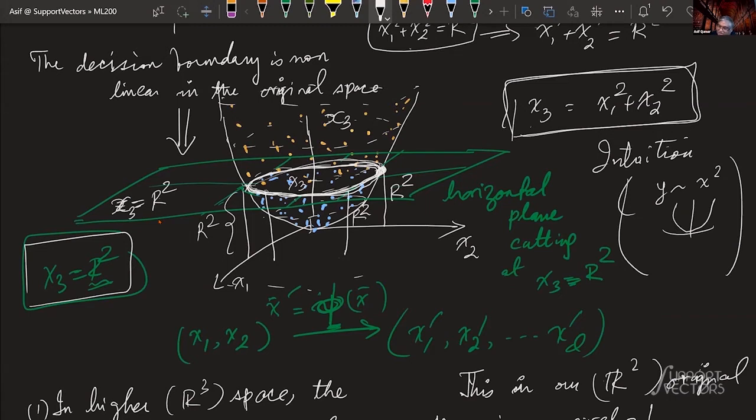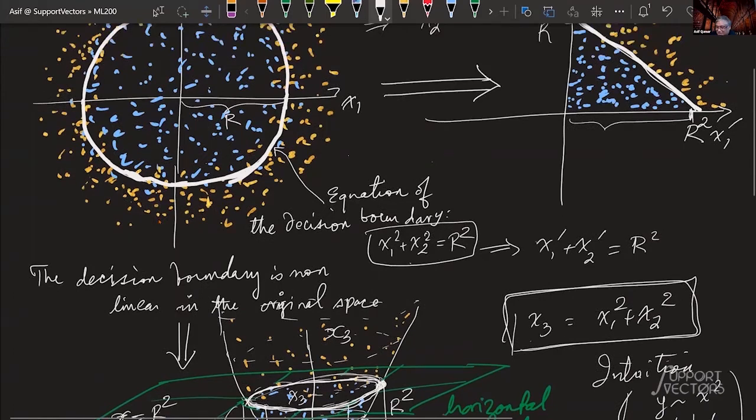When you look at the projection back onto the two-dimensional surface, x1, x2, you can literally see a circle on the ground, right? This thing projecting down to a circle on the ground, which is the original circle that we have.